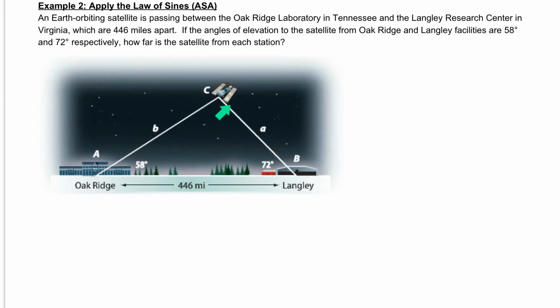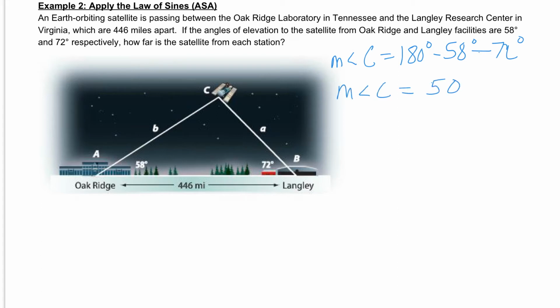So here's our satellite, and we want to know the distance from the satellite to Oak Ridge and the distance of the satellite to Langley. The first thing we need in order to do our law of sines is to know our third angle, which is angle C here. Since we have these two, we can just subtract them from 180 and get our angle measure for C. So the measure of angle C is going to be 180 degrees minus 58 degrees minus 72 degrees. So the measure of angle C is going to be 50 degrees. And I'm going to put that in my triangle so I can see that that's 50 degrees.